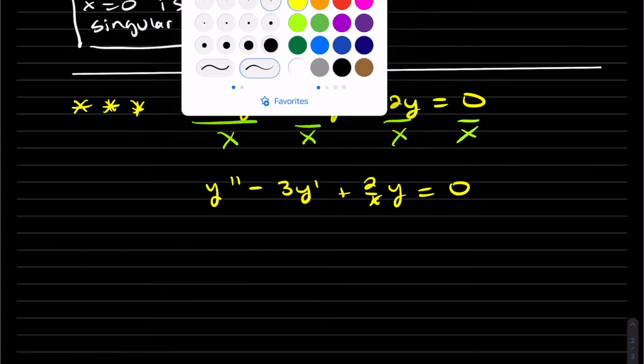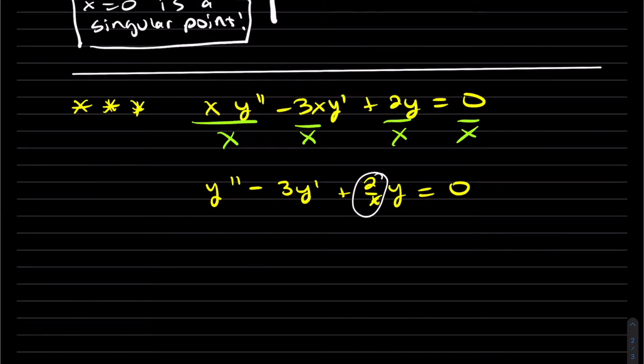So right here we have a problem. x cannot equal 0. Therefore, it's singular at 0.